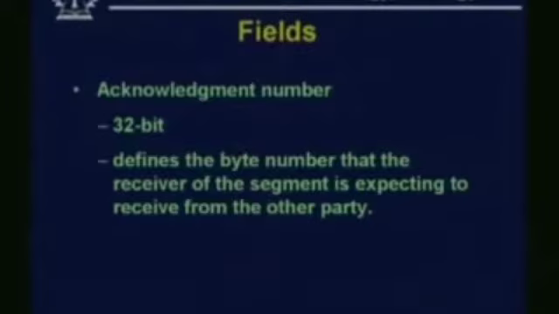So this acknowledgement number will also start somewhere, and that would be communicated by the receiver to the sender in the connection setup phase. So that is also a large number, a 32 bit number. It defines the byte number that the receiver of the segment is expecting to receive from the other party. So this is the standard norm for the sliding window protocol. We have already discussed the sliding window protocol earlier. We will have a quick look to refresh that later in this lecture.